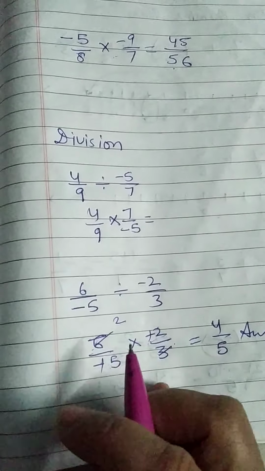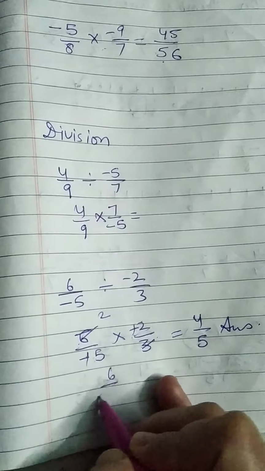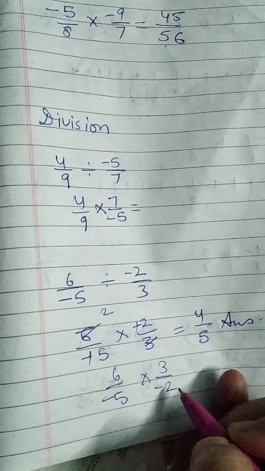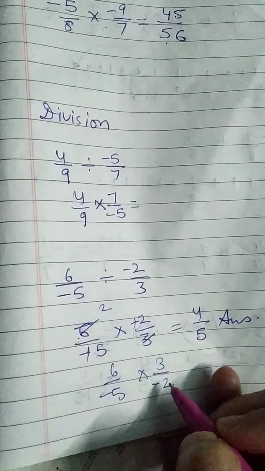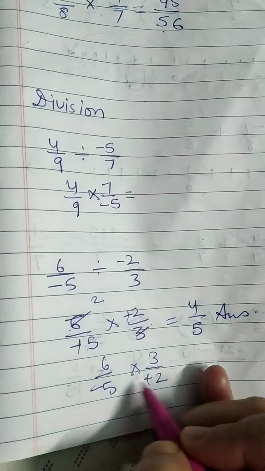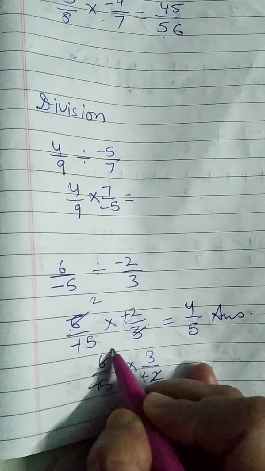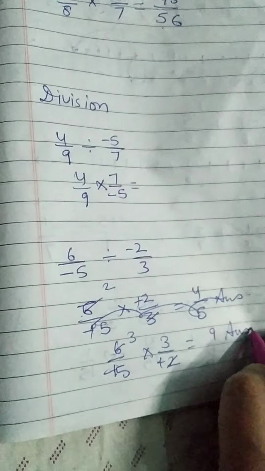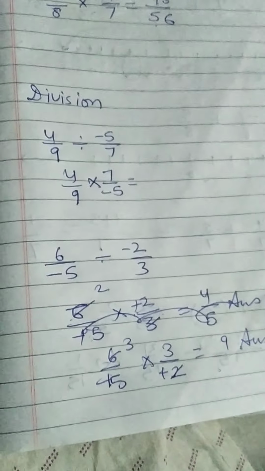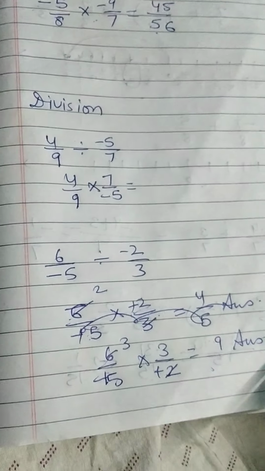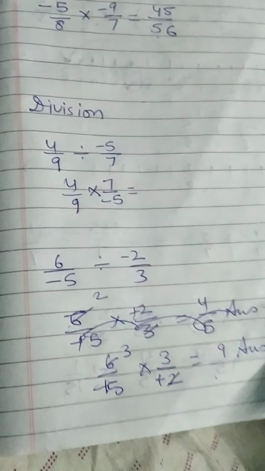Sorry, I am really sorry. It will be 6 by minus 5 into 3 upon minus 2. Yeah, I forgot to do the reciprocal, which you have to do. Okay, so minus will be cut by minus. 3 3s are 9 will be the answer. Upon 1 there is no need to write. They are all the same. So this was your addition, subtraction, multiplication and division.